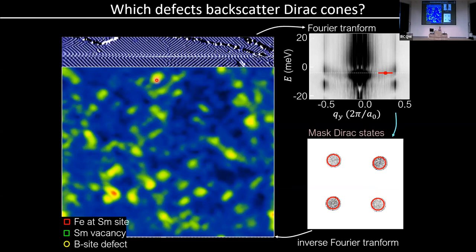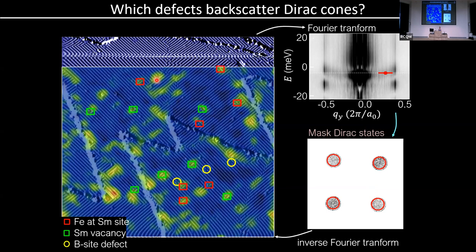Now let me superimpose it on my original image. And I can see that the scattering, yellow, where the scattering is high, is coming primarily from the Kondo hole sites and not from the boron site defects. Okay, so Kondo holes scatter heavy fermions. So that satisfies our referees.